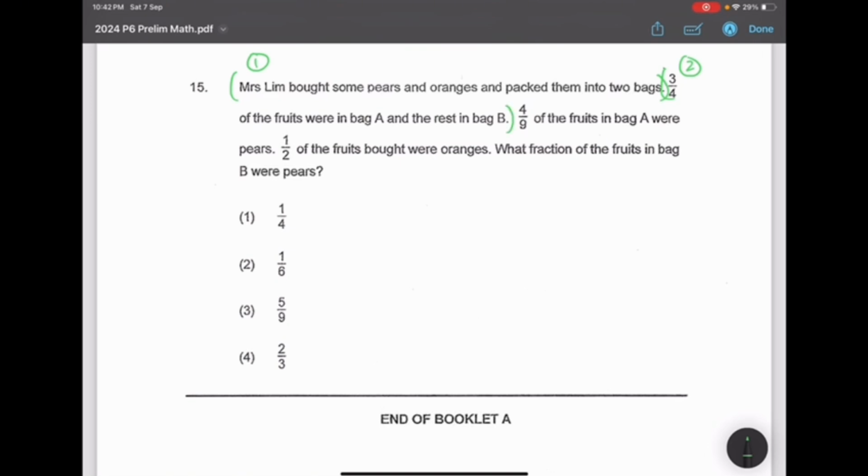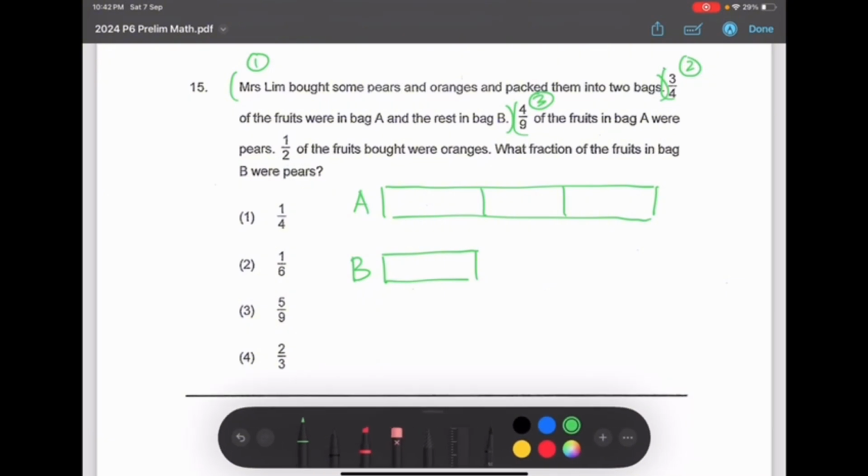So what I want to do is to split them up. Alright, A and B. I want to know that A, I have 3 quarters. And in B, I definitely have 1 quarter. Right, so 3 units for A, 1 unit for B. Now let's move on to sentence number 3. 4/9 of the fruits in bag A were pears. Now what do I want to do with this?